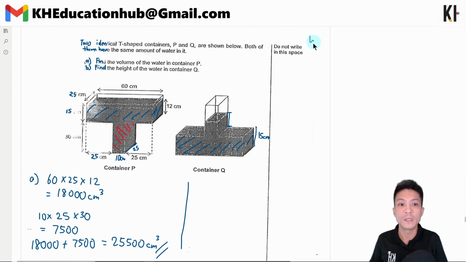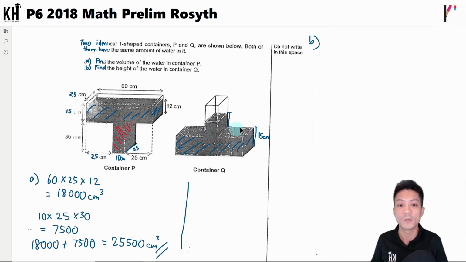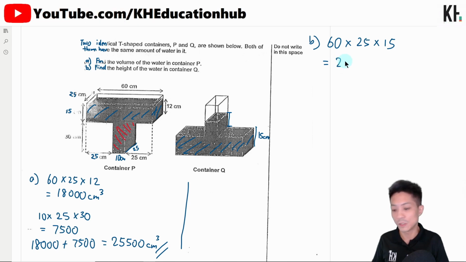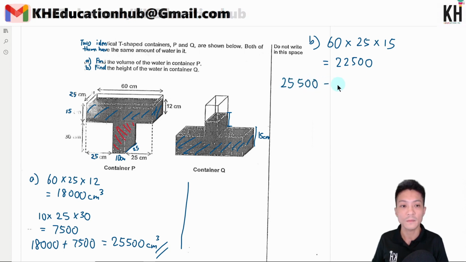So for part B, I can do it here. The first thing I'm going to do is find the volume of this bottom part, which is 60 times 25 times 15. So it's going to be 22,500. The next step will be to subtract it away. 25,500 minus 22,500 will give me 3,000.